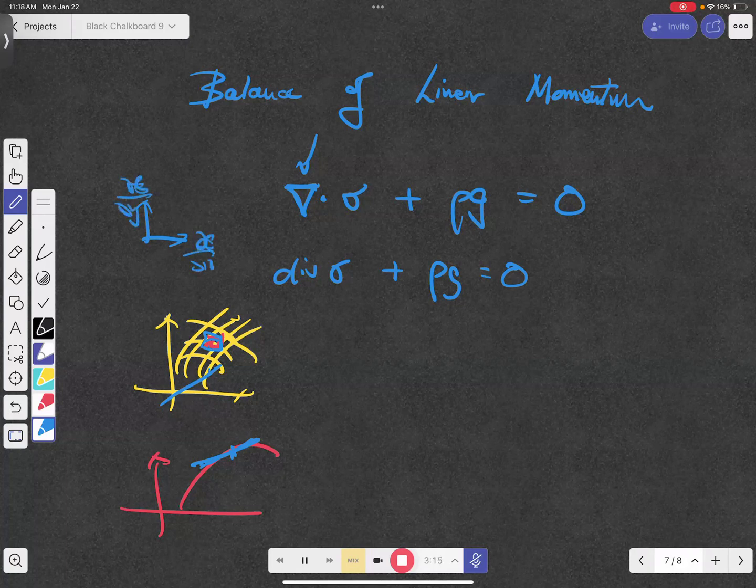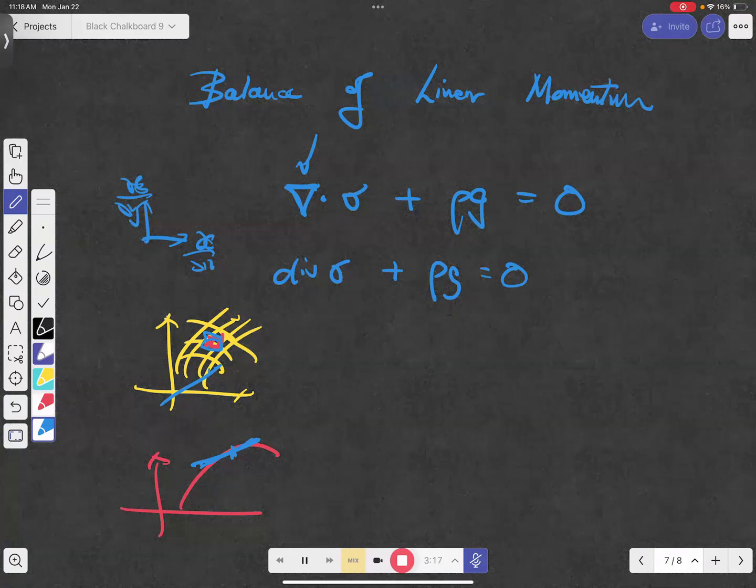Okay, so what is the divergence? Yeah, exactly. So what does that mean? Yeah, it's just the sum of it, right? Because you have the diagonal terms and then you add them together and you get the sum. So this actually gives you the sense of the balance law.